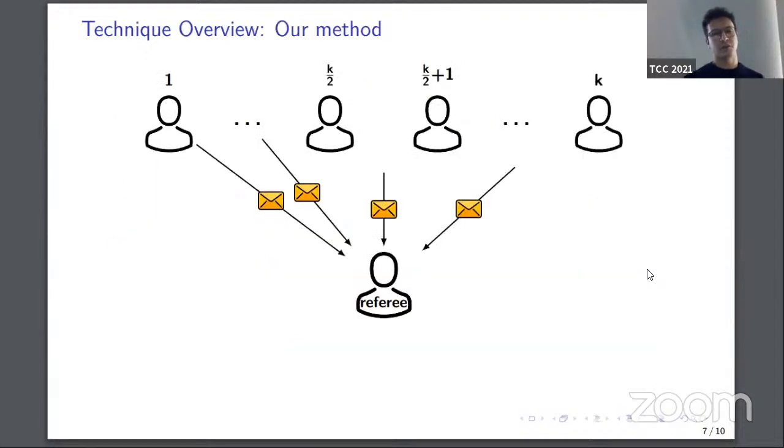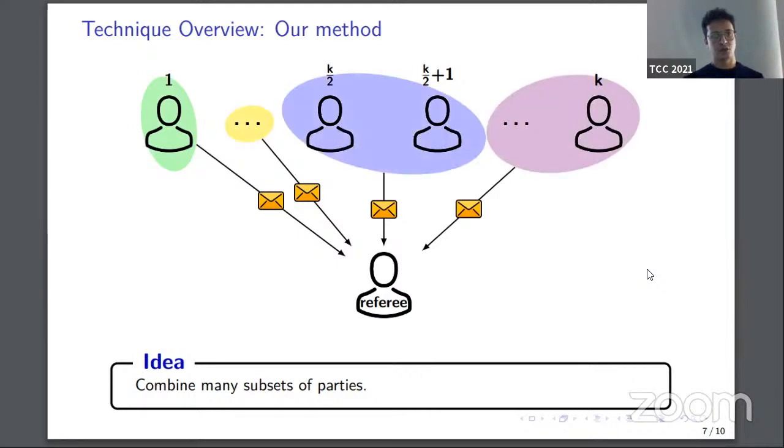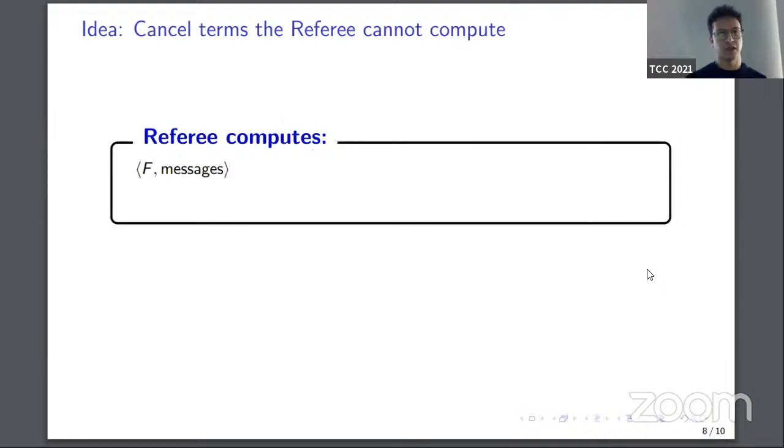Now, in our method, we have k parties, and instead of having each party send an input themselves, we are going to combine many subsets of parties. And so these subsets are going to act as big parties that are going to send some inputs, of course, without interacting with each other. But this is explained in further detail in the paper.